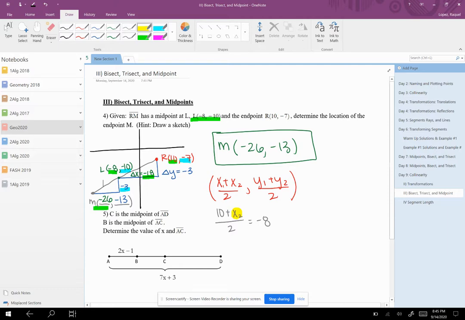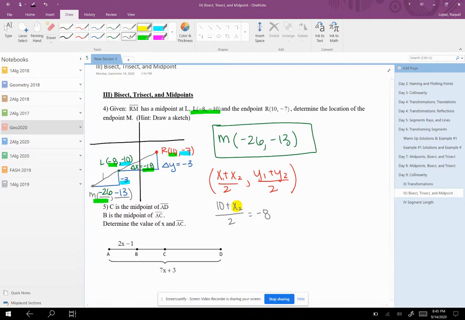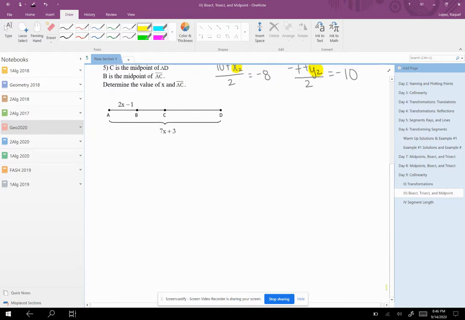When you do that, you'll find that the x value is going to be -26. Okay, and you can do the same thing for the y's. If you set that up, that's going to be (-7 plus y2) divided by 2 equals -10. If you work backwards from here, you'll get the same values that we got when we drew it in the diagram. Okay, so let's take a look at number 5.